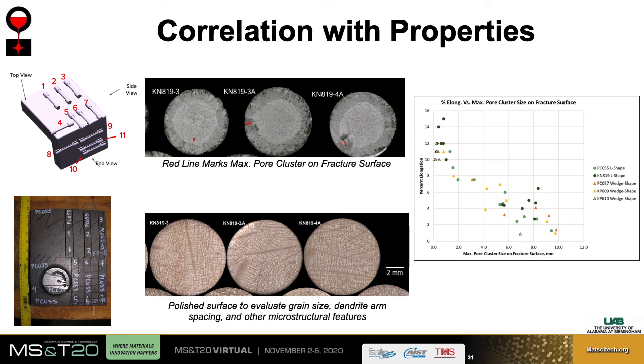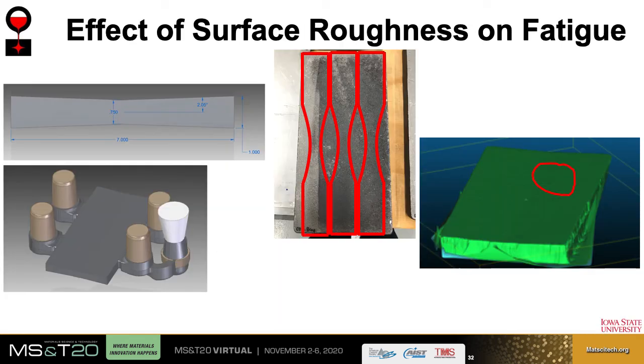Here is an example of an L-shaped casting that we sectioned and took tensile specimens from. We measured max pore cluster and dendrite arm spacing, and the plot shows that percent elongation decreases with increasing max pore cluster. Besides tensile properties, we are also investigating fatigue performance of steel castings. Fatigue is controlled by the largest feature.